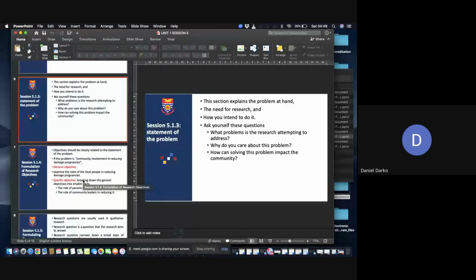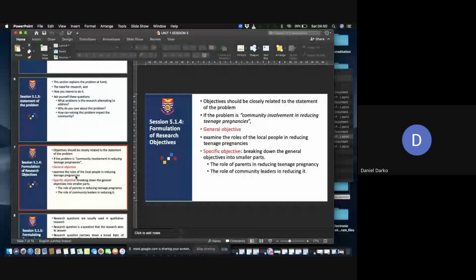So what is the problem about? Why do you intend to do this work? Why do you care about this problem? How does solving this problem help us? When you state all this in a problem statement, then it means that the work is important and relevant. Then formulate objectives. Objectives should be closely related to the statement of problem.